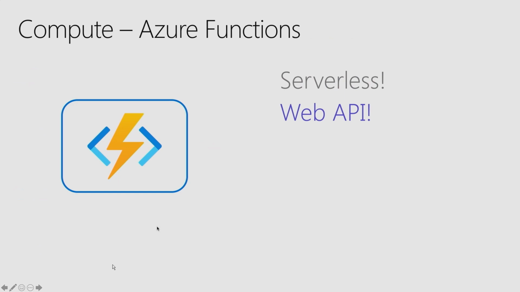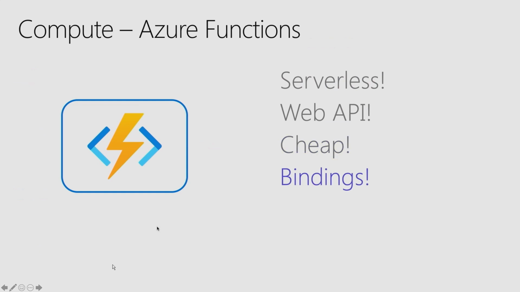And so what we can use these functions for is a web API. We can build out essentially a REST service without having to build a full .NET Core web API. We can just build individual things for it. They're super cheap. You're only going to pay for it when they run.